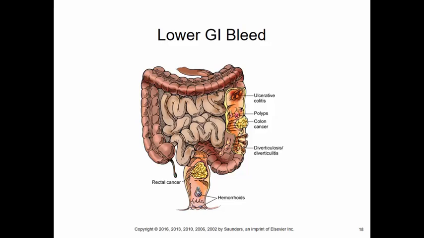I'm including this graphic on this group of slides just because I really like the visual of where lower GI bleeds can come from. Because we see so many patients with GI bleeds, especially adults. As I've said multiple times, GI bleeds are the leading cause of anemia in adults. And so seeing where those bleeds can come from, I think, is a good piece of information for you.